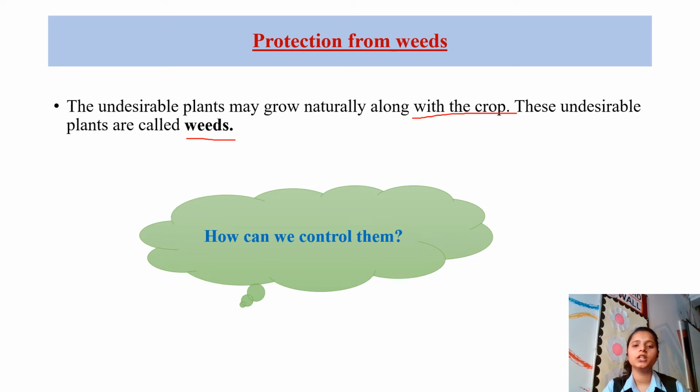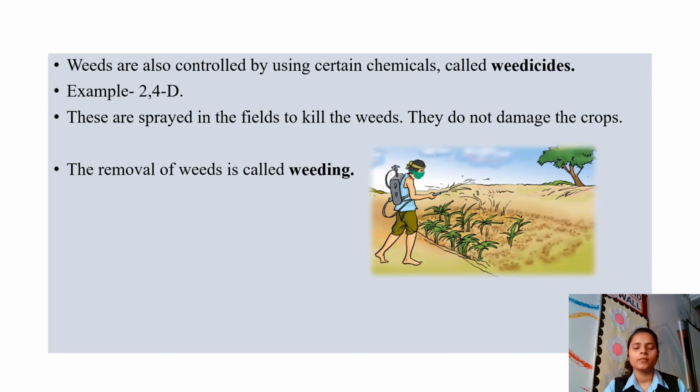So let's see how we can control the weeds from growing along with the plants. Weeds are controlled by using certain chemicals called weedicides. These chemicals are used to control the weeds so that they don't harm the other crops which are required for us. Examples of weedicides are 2,4-D, which are sprayed in the fields to kill the weeds. They do not damage the crop, they just kill the weeds.